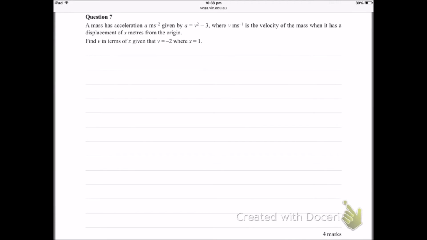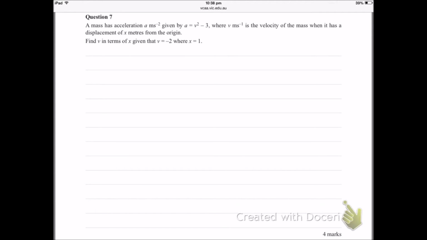Hi team, we're looking at Specialist Maths 2009, Exam 1 question. This question we're going to do all by ourselves, no CAS. A mass has an acceleration given by the function v squared minus 3. v is the velocity of some mass when it has a displacement of x meters from the origin. So let's go ahead and find v as a function of x.